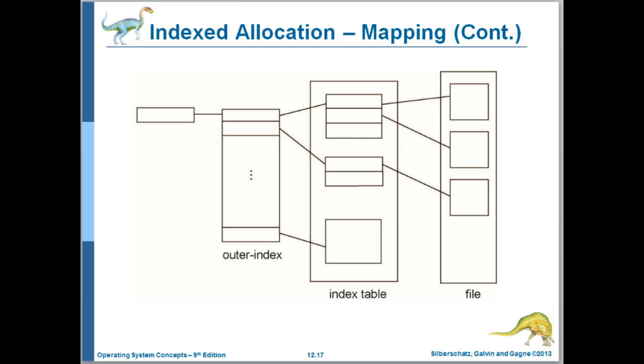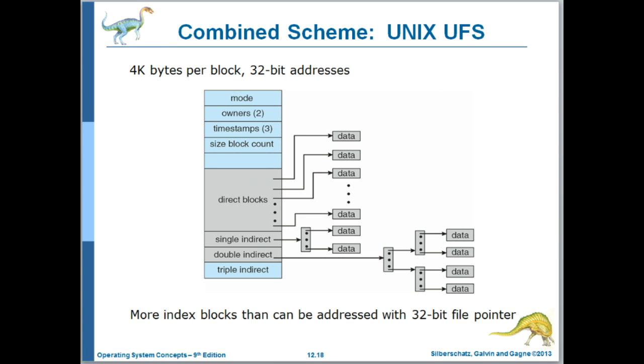So here's an illustration. Starting from a logical address, we have the outer index, the top level index, and then a set of index tables. Each of these is a single block, and the pointers here are pointers to the actual data blocks of the file. Unix's UFS uses a hybrid scheme. An inode contains a certain number of direct blocks. So this is a single level index, which works great for smaller files, yields quick access.